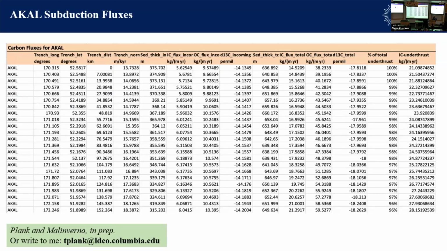So if that's of use to you, this is getting published. We're almost done with the paper. I actually have this for every subduction zone. So there's a master table: trench distance, sediment thickness, trench-normal convergence rate. And then we were hanging carbon off of that.